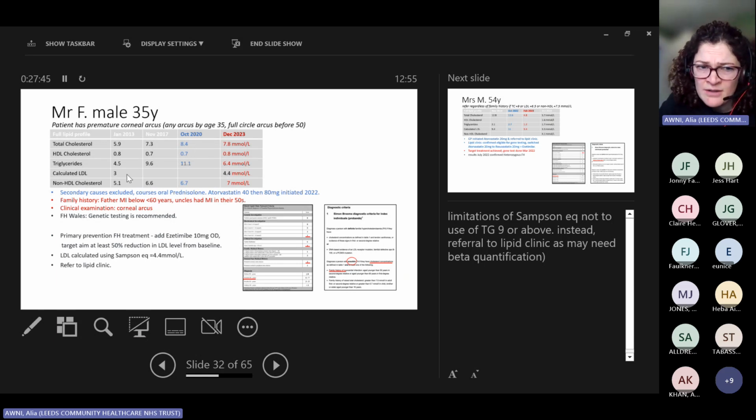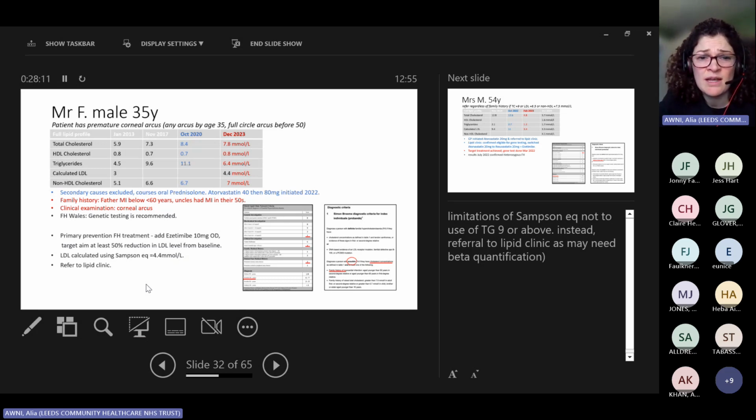If you look at the previous results, they were all slightly on the high side. They made sure that all secondary causes of hyperlipidemia were excluded. When I looked at the patient's records, I can see that now and then he has had oral prednisolone due to Bell's palsy. So I wonder if that's contributing to the high triglyceride.